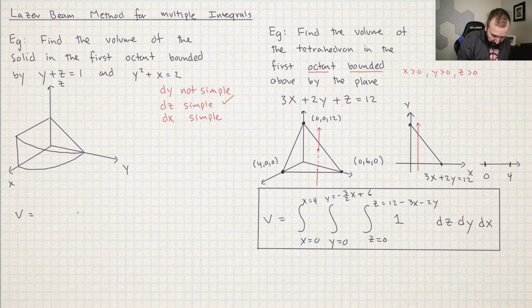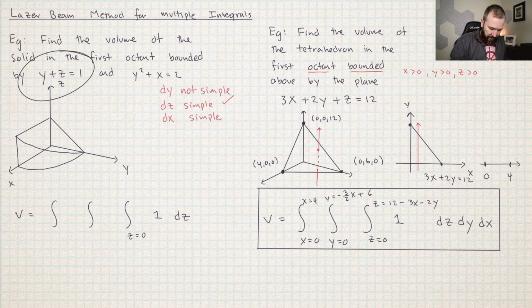So the volume here is going to be some kind of triple integral of 1, and then we decided to do dz first. So that's going to be this laser beam right here. That's going to enter at z equals 0, and it's going to exit at this plane. So that will be z equals 1 minus y.